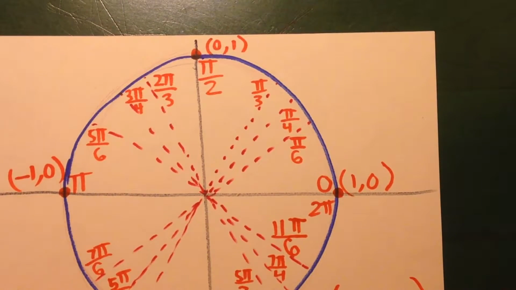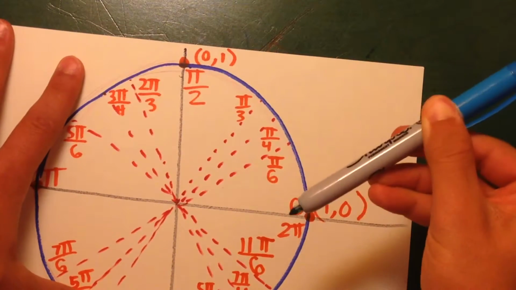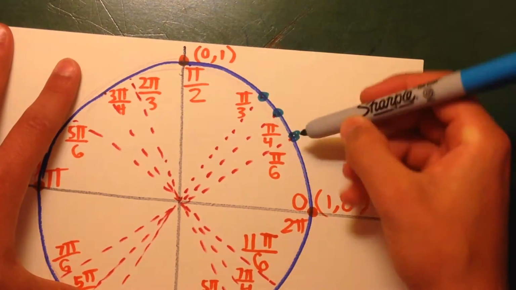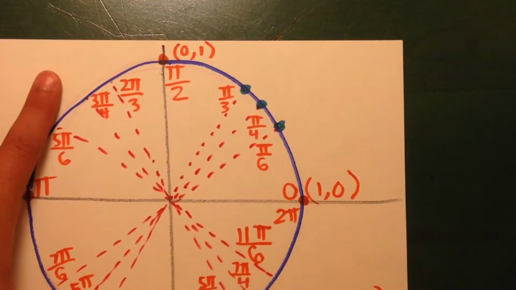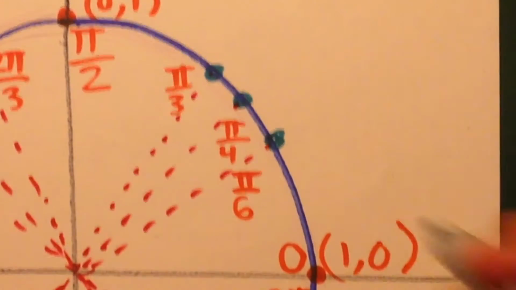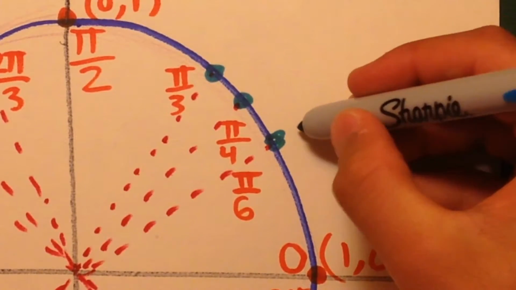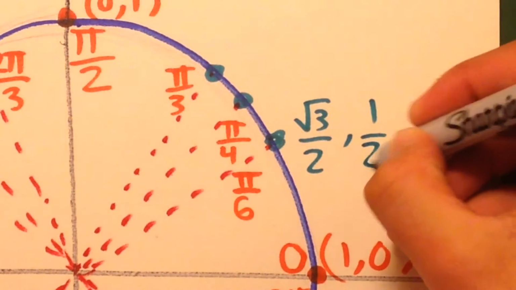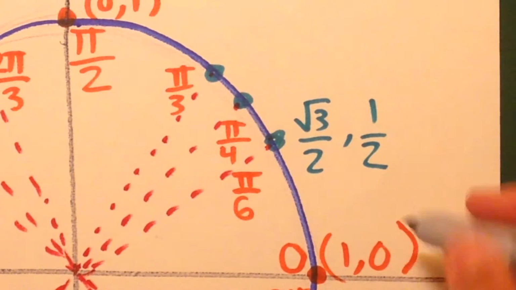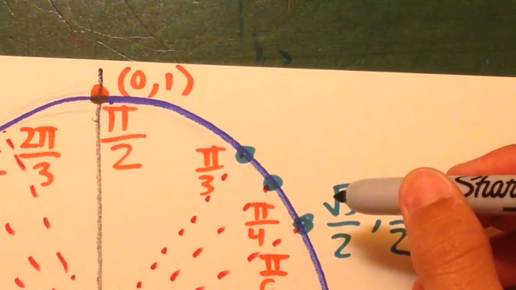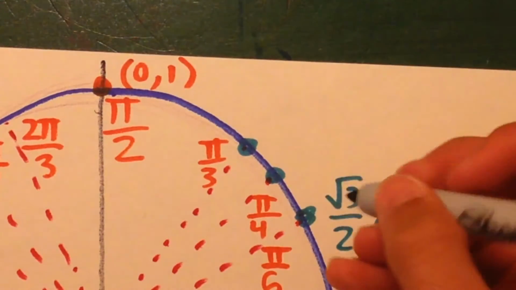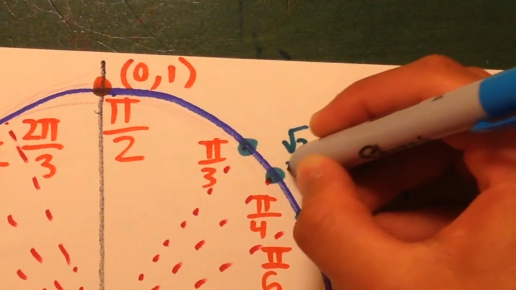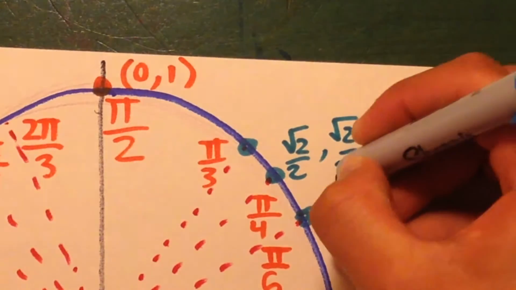And now, I'm going to show you the points. So that's a point, that's a point, that's a point. And so this point right here is, let me zoom in, square root of 3 over 2 comma a half. Now, everything is positive here. As you see, that's positive, positive. And then right here, this one is going to be square root of 2 over 2 comma square root of 2 over 2.